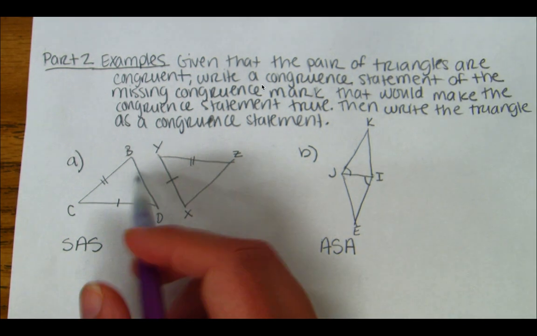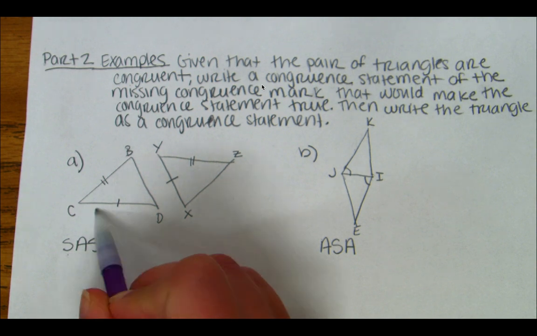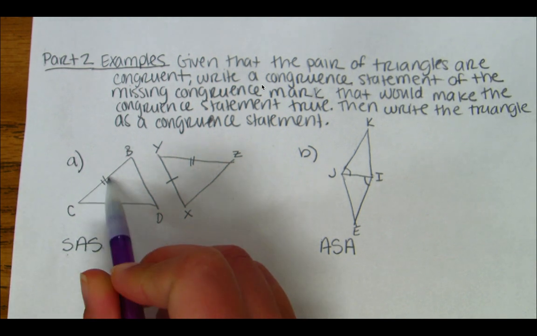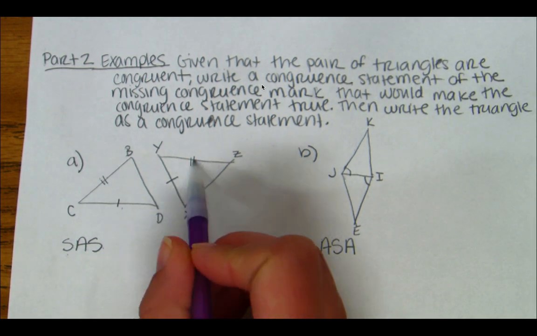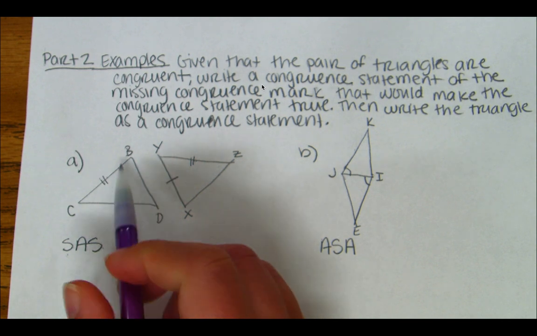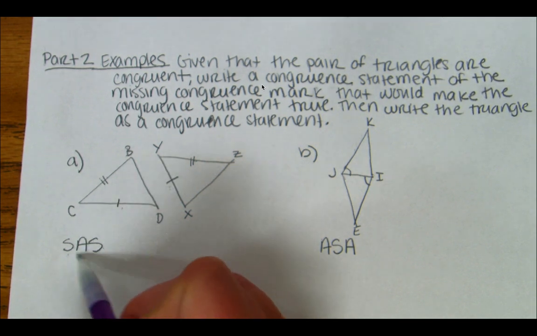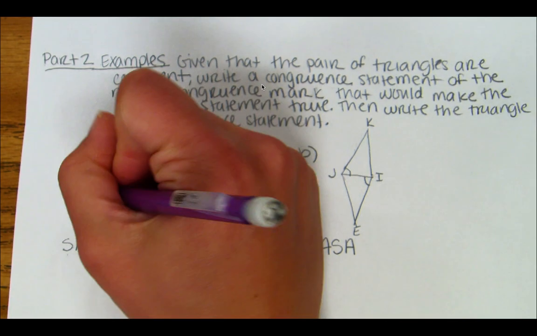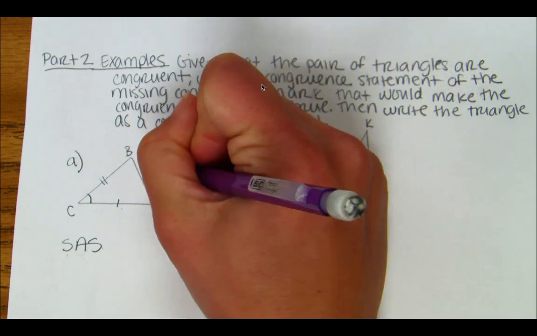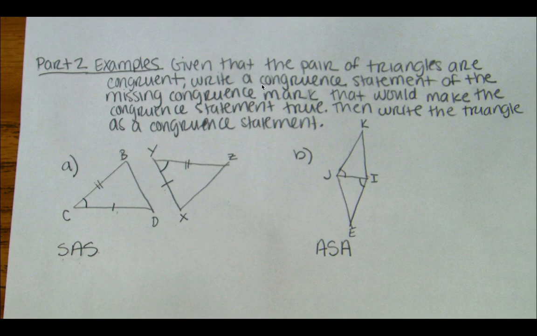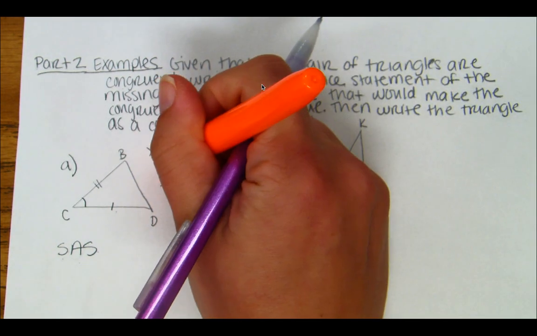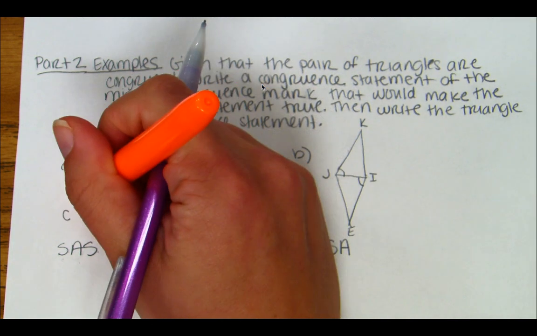So for this one, I need to have it so that these are side, angle, side. I'm given that I have two sides marked, so I need an angle in the middle. That's what's sandwiched here. That's what I'm missing. So I'm going to make a mark where I would have that angle. So we're looking at here, and we're looking at here.